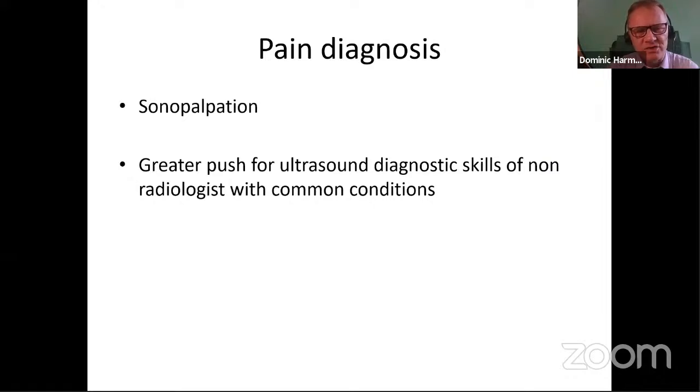In the diagnosis, I'm going to mention possibly what you haven't heard before, which is sonopalpation. And also I'm going to mention a phenomenon that's just beginning, and I think it's going to get greater importance: there's a greater push for ultrasound diagnostic skills of the non-radiologist for common conditions. So i.e. the pain specialist who uses ultrasound would improve their skills, for example, in diagnosing gluteal tendinopathy, a condition that's very common, affecting 1/3 of women over the age of 40.